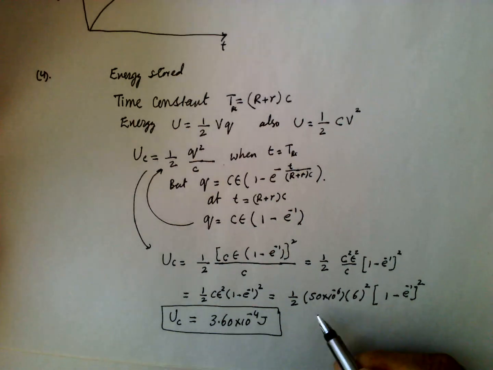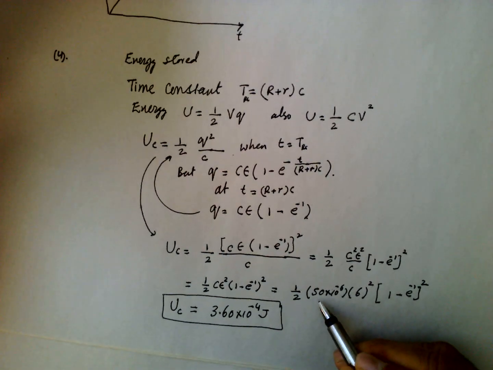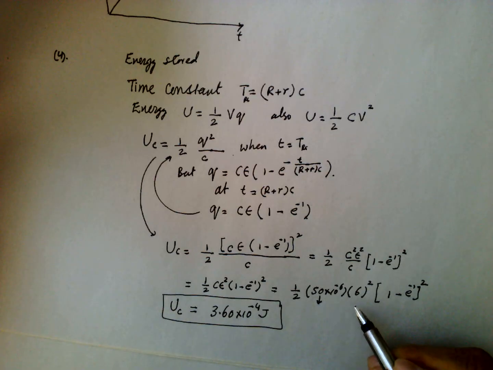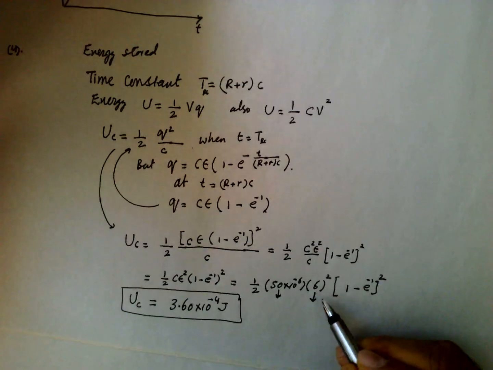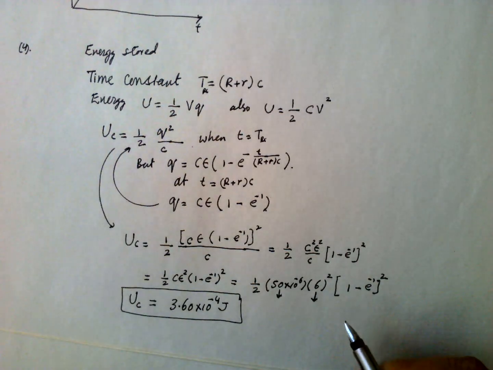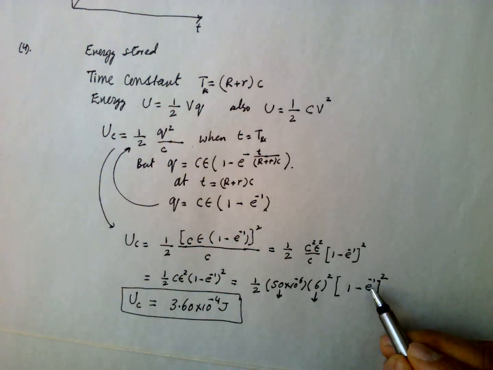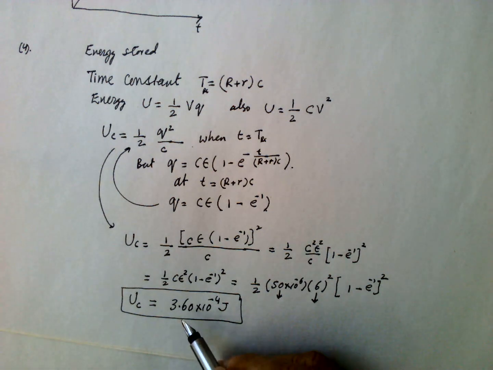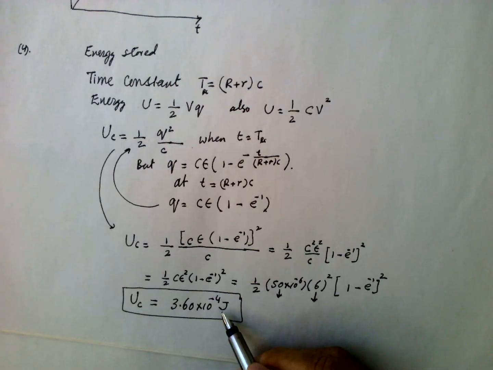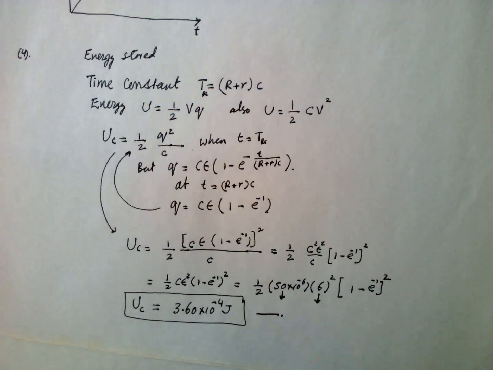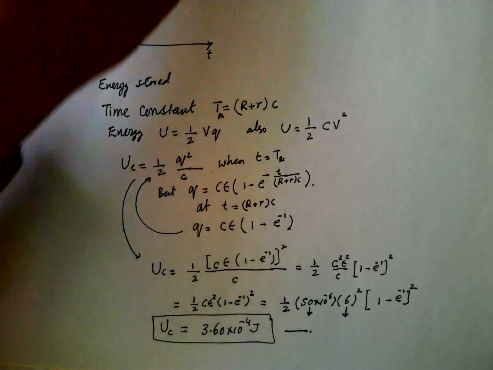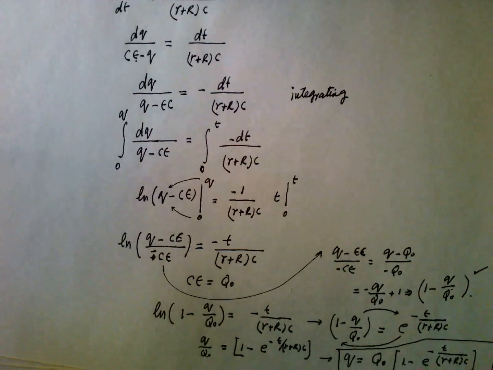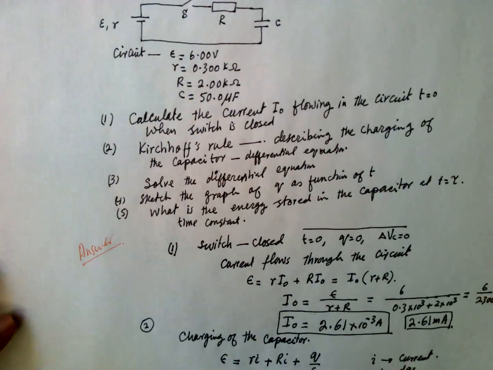So this is the expression. Half C is 50 microfarad, EMF is 6 volt, 6 squared into 1 minus e raised to power minus 1, whole squared, which will give us a value equal to 3.60 times 10 power minus 4 joule. So this is the final answer. And this is a very good question. This is the expression and this is the question.